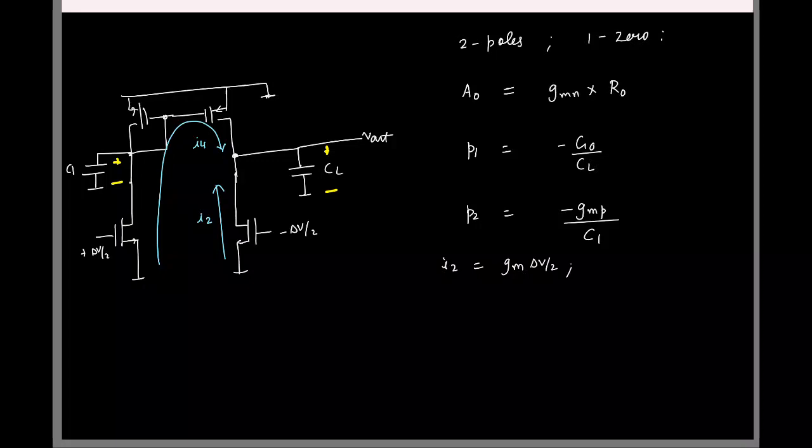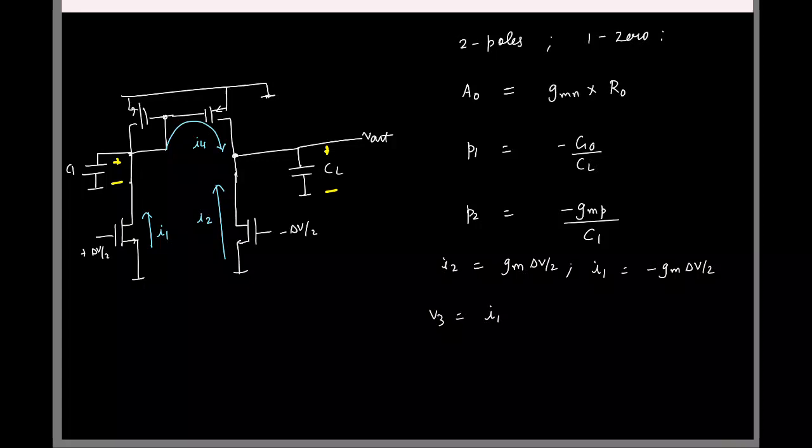So now let's first look at this current. What is this current I1? Minus Gm delta V by 2. So this current I1 is going to flow into this node and generate some voltage which I will call V3. What is V3? Tell me in terms of I1. So V3 is I1 times what?